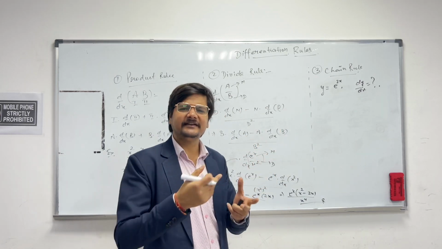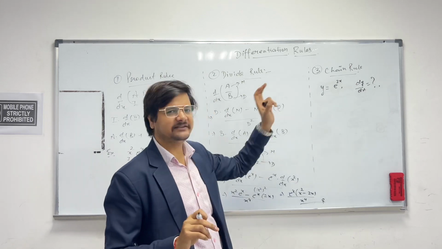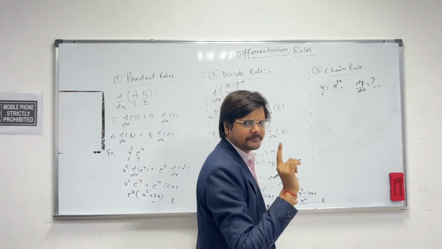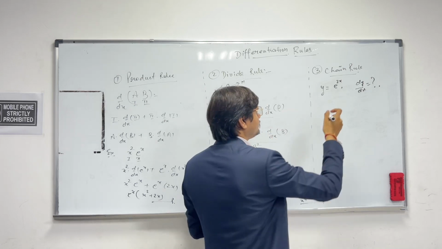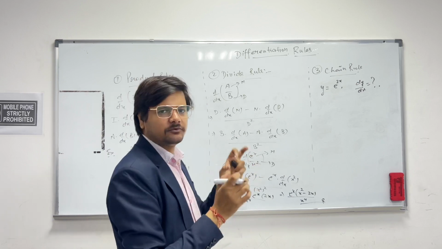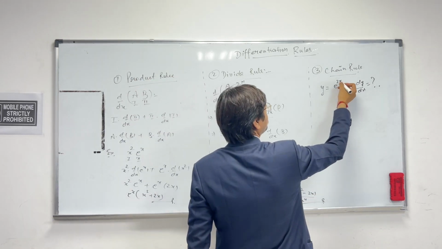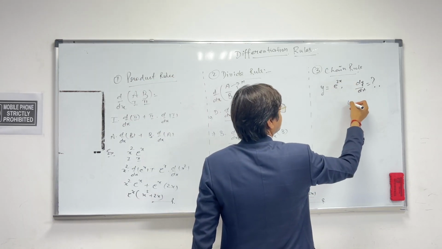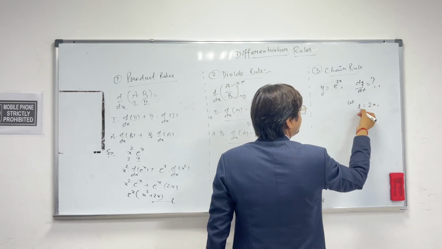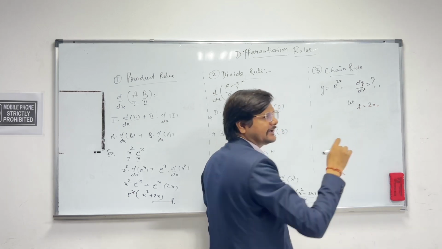Okay. We can solve this directly, but I am explaining this question by chain rule. So there is exponential, one function is exponential, and then the second one is x. So there are two functions. If there are two functions, then with the help of chain rule, we can solve this easily. Okay, so the power is 2x. So suppose that t is equal to 2x. Now here t will be the function and x will be the variable.